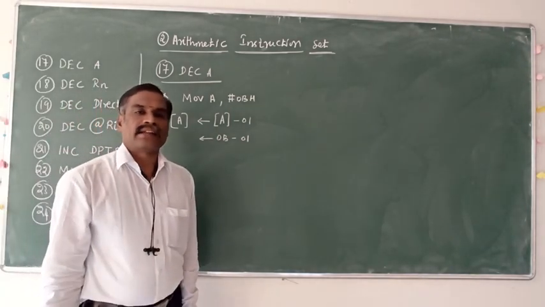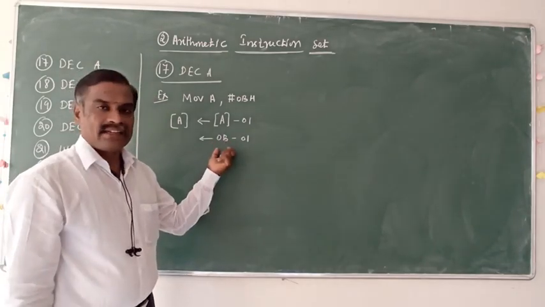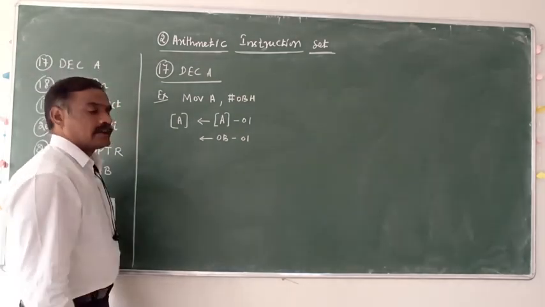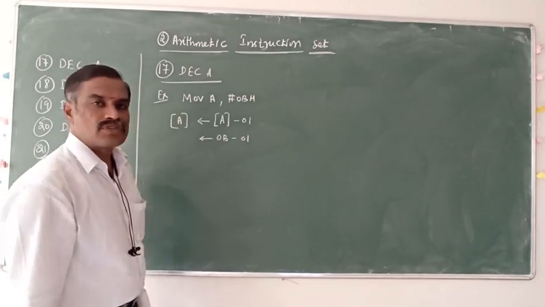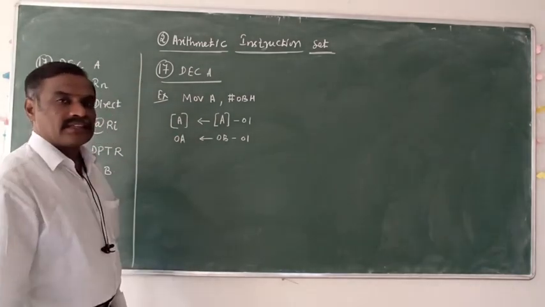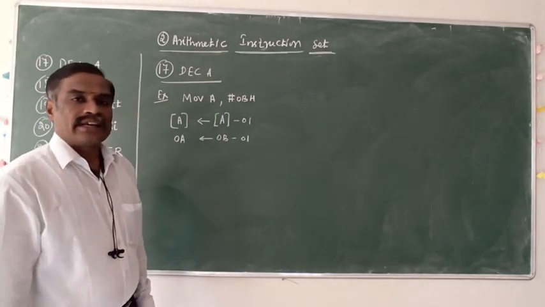A register data 0B hexadecimal in corresponding decimal value is 11. 11 minus 1 is 10, 10 decimal and corresponding hexadecimal value 0A. Okay, this is the instruction to decrement the accumulator content.